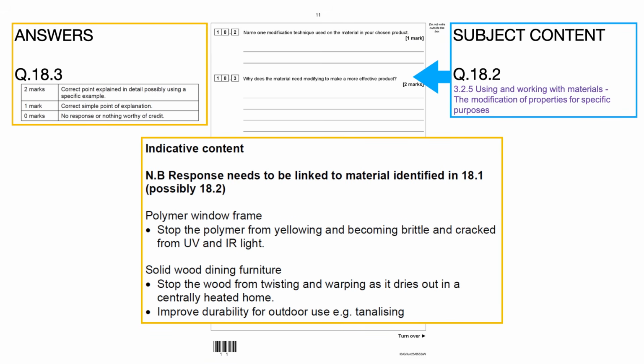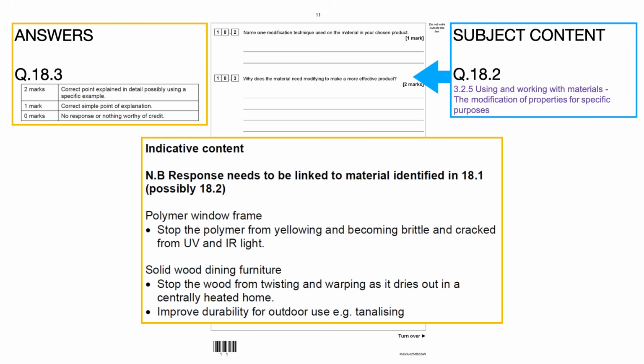Now 18.3 is asking, why does the material need modifying to make a more effective product? To get the full 2 marks, you need a correct point explained in detail, possibly using a specific example. So if you chose polymer window frame, it would stop the polymer from yellowing and becoming brittle and cracked from UV and infrared light. The solid wood dining furniture would stop the wood from twisting and warping as it dries out in a centrally heated home. And it would improve the durability for outdoor use, for example, tannalizing.